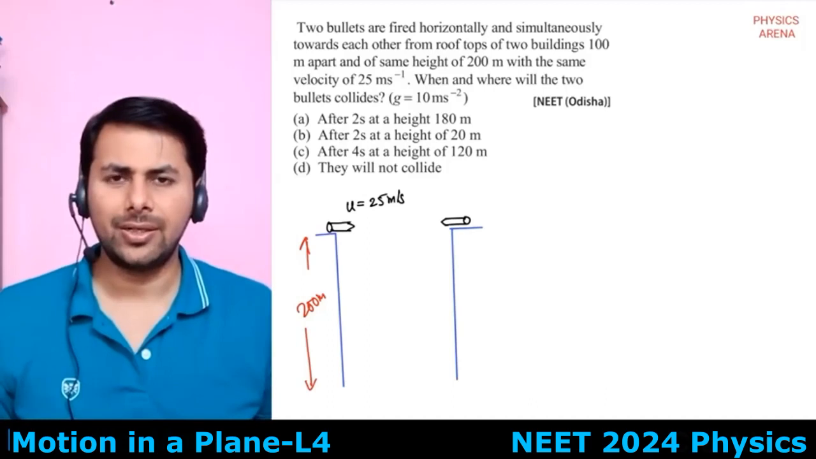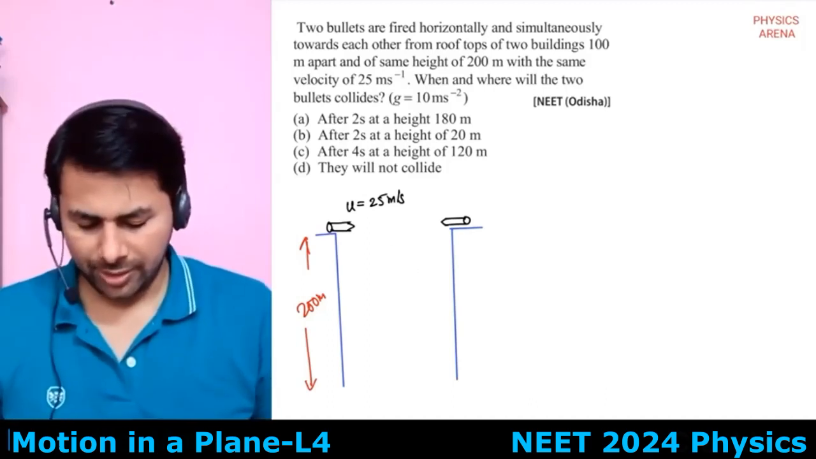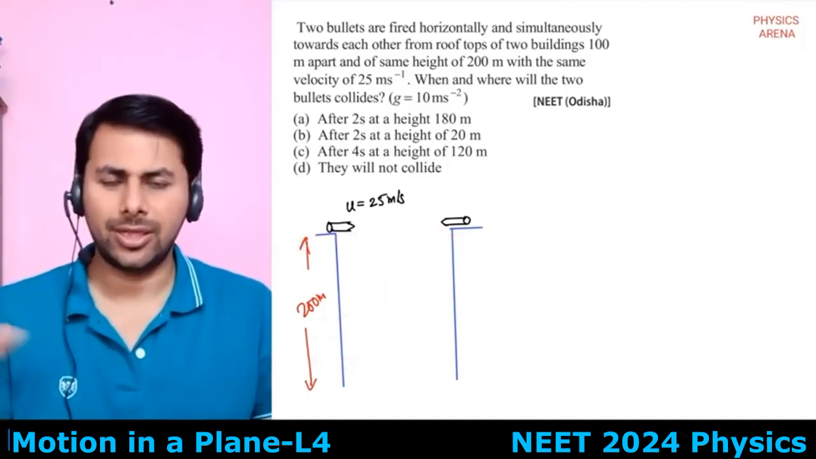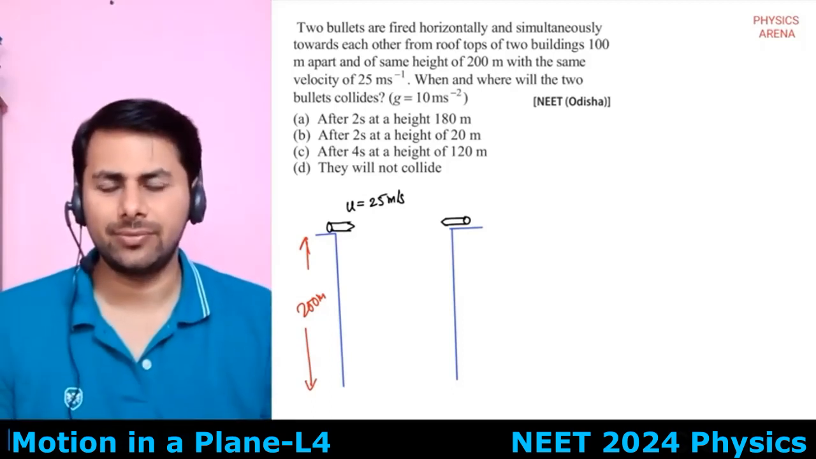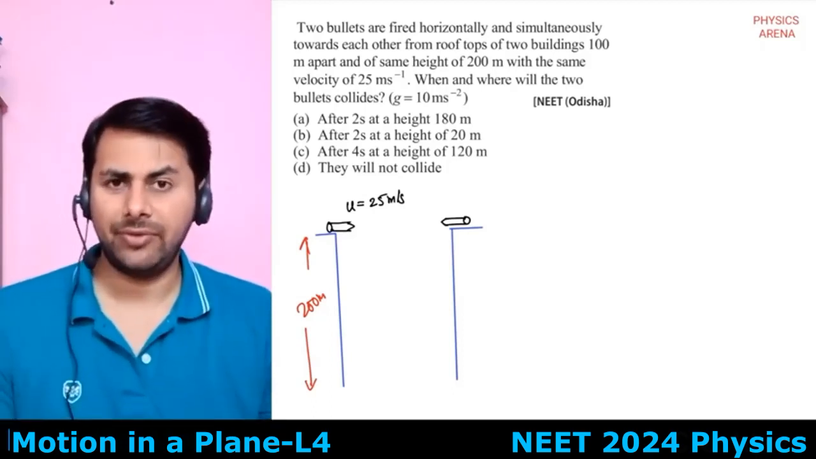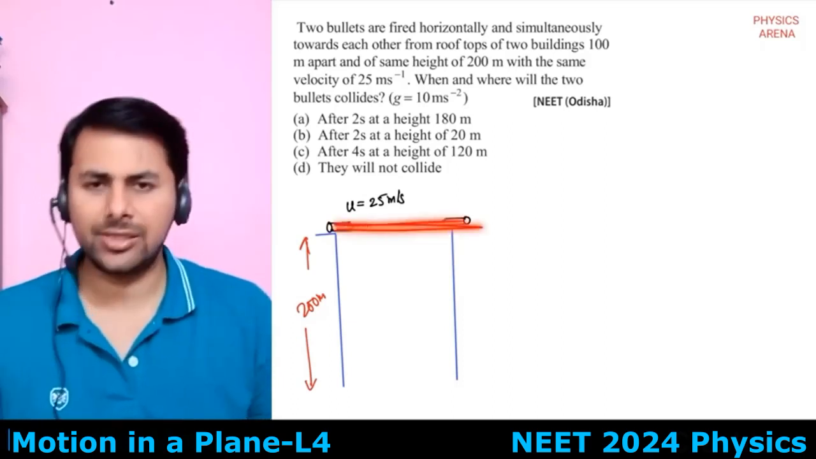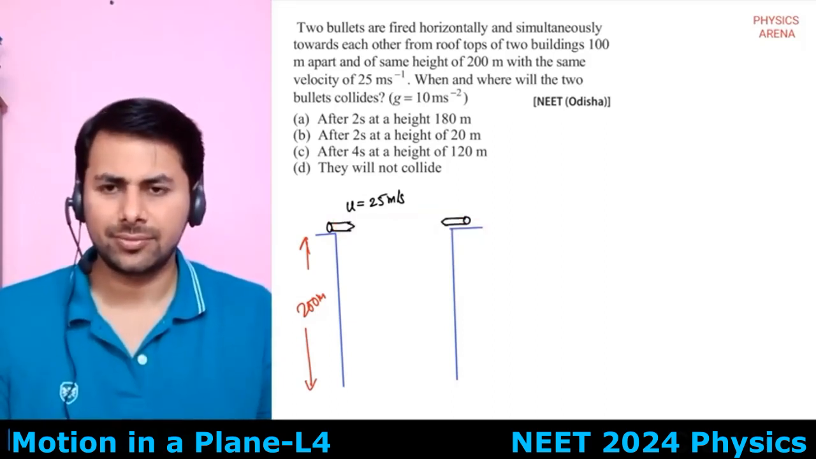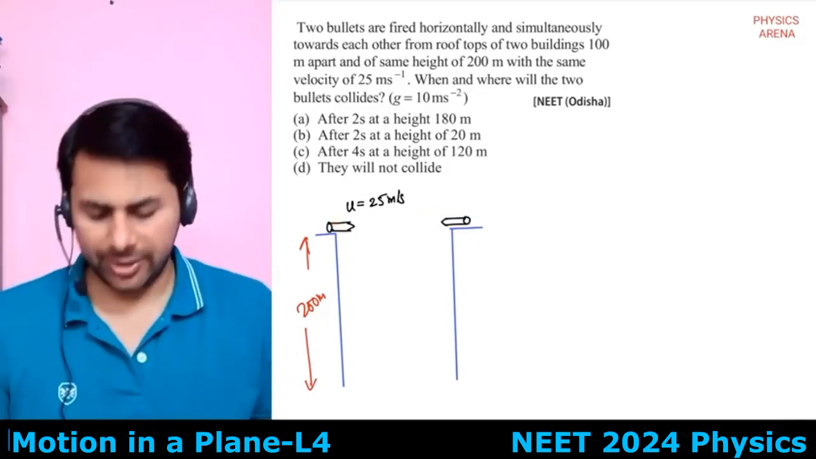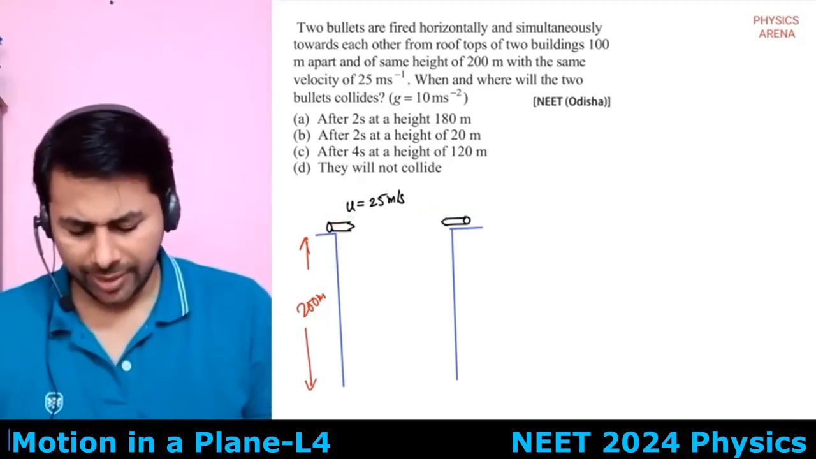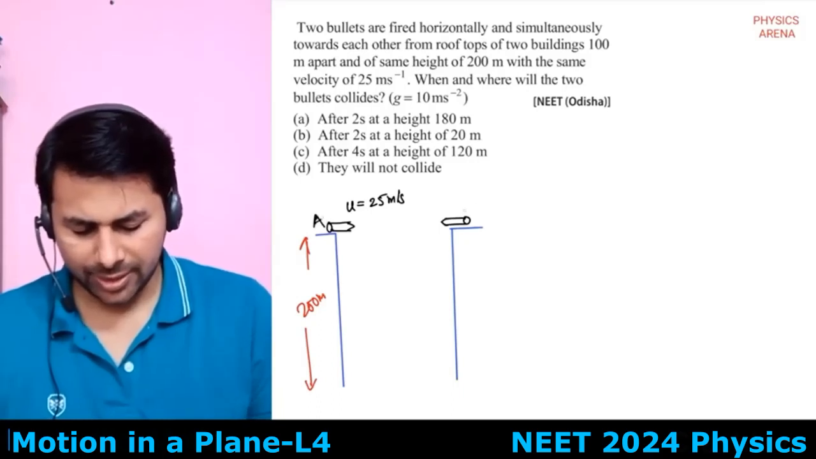This is simple, right? Forget about motion in y direction. Suppose there is no gravity, and they are moving in x direction only, because anyways they have to cover this much x distance. So both bullets are reaching towards each other. You can call them A and B. This is A, this is B.